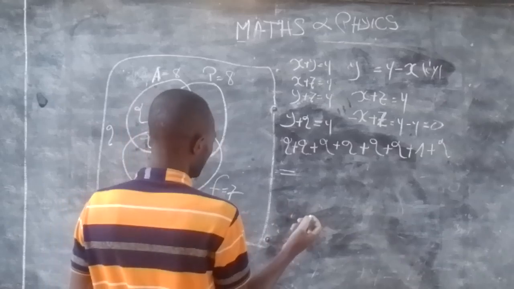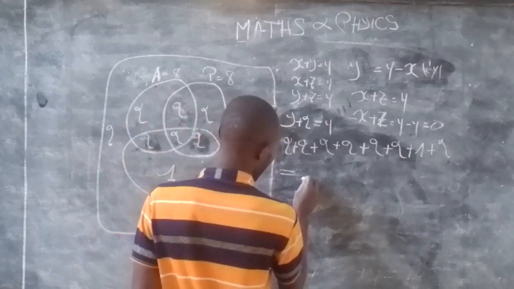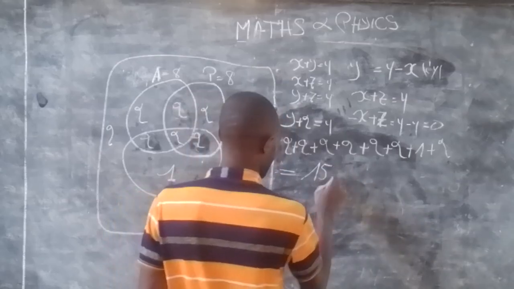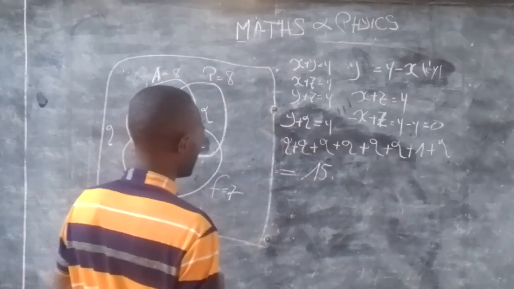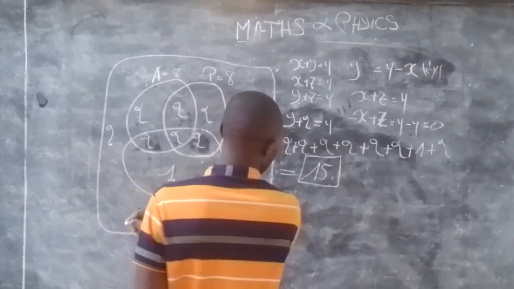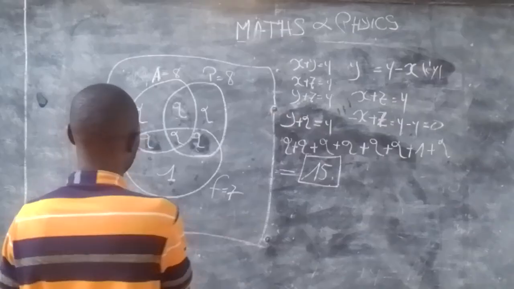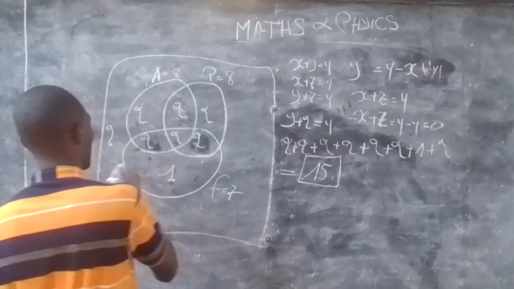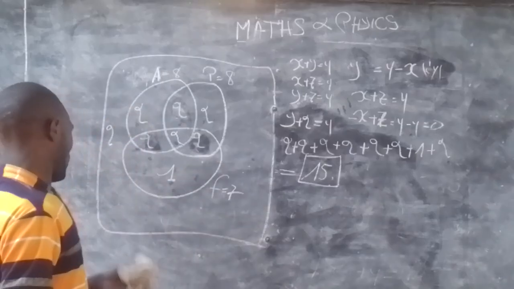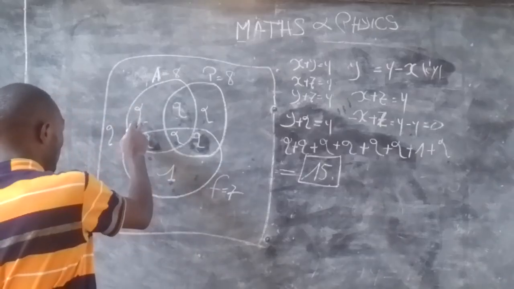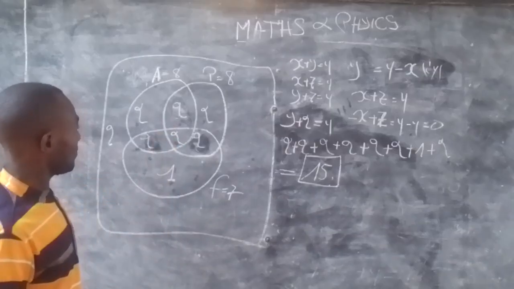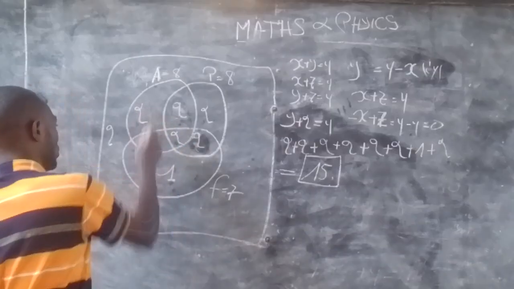The total number of people who contain the board is equal to 15. This is the number which contains the board. If we are asked for the number which contains the one board, which is in academic but not in production, here we have 2.